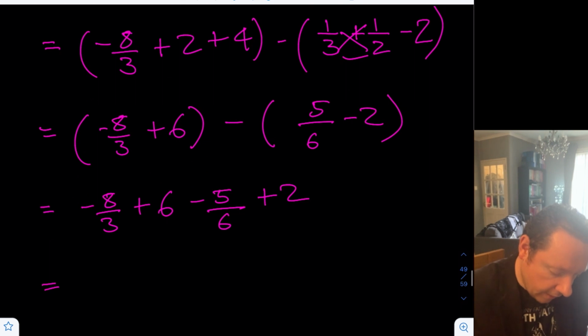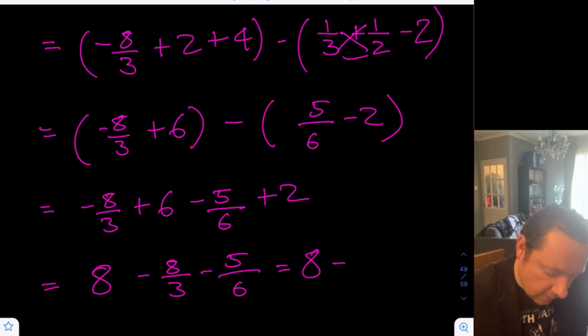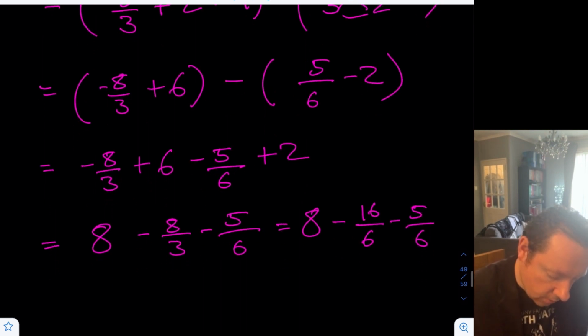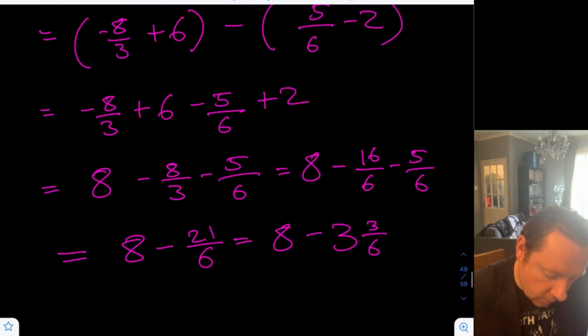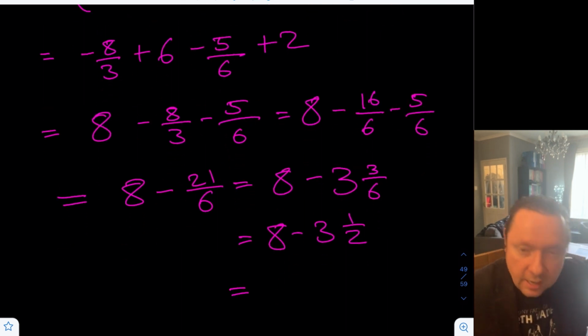Putting the numbers together, you get 8. And I've got minus 8 thirds and minus 5 sixths to deal with. Doubling 8 is 16. So that's 16 over 6 minus 5 over 6. 16 minus 5 is minus 21 over 6. Changing that to a mixed number, 6 threes is 18, and 3 sixths. Simplifying, 8 minus 3.5. 8 minus 3 is 5. Minus another half is 4.5.